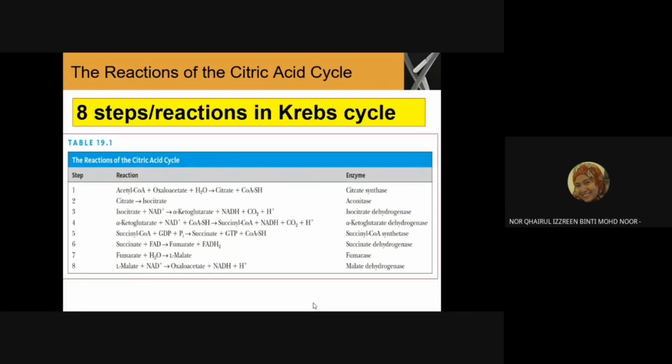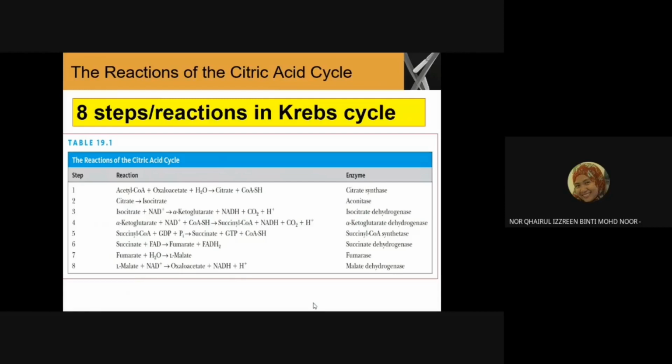So this is the reaction of the TCA cycle. Similar to the previous slide, it shows the reactions of the cycle with the substrates and the products. For example, step number 1 is acetyl-CoA plus oxaloacetate and a water molecule to produce citrate and coenzyme A-SH. The enzyme that catalyzes this reaction is citrate synthase. And step number 2, from citrate to isocitrate, is catalyzed by aconitase.